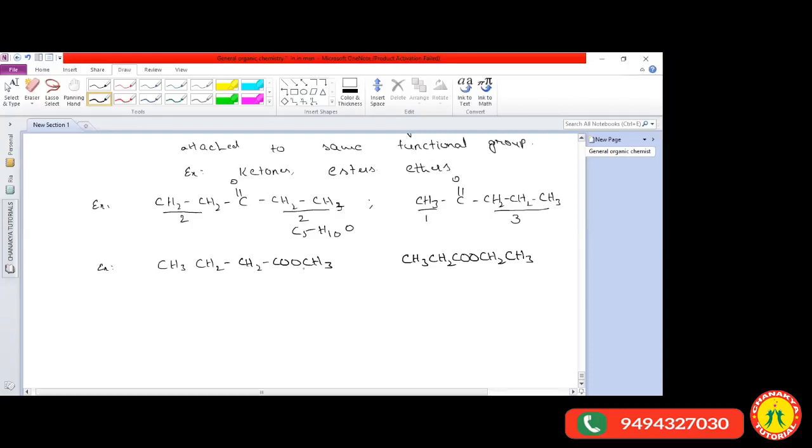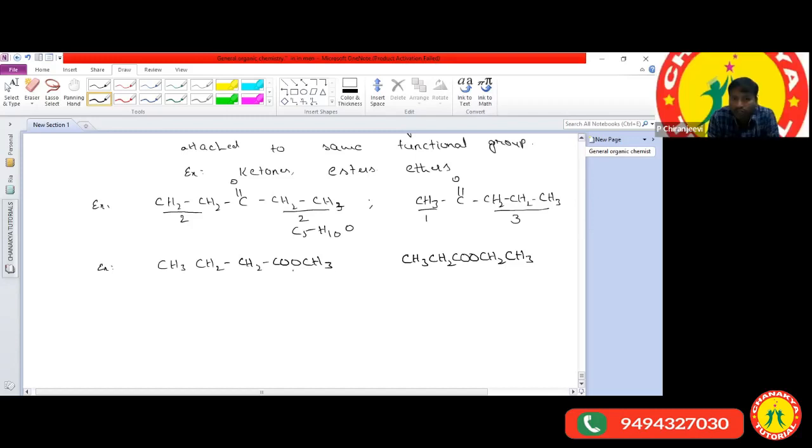Because of the position of the COO. We won't consider the position of the COO here. COO is always the first carbon atom only. In this one also we can give it as the first, and in this one also. But the thing is the alkyl group which is attached to the ester. If you see the left-hand side, we have 3 carbon atoms. The right-hand side has only 1 carbon atom.